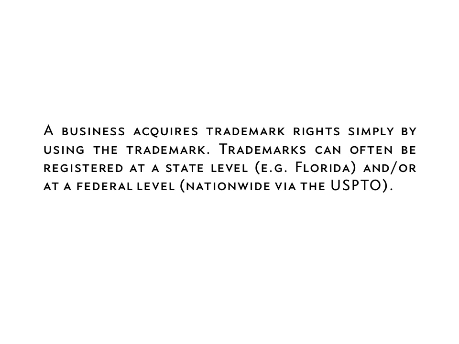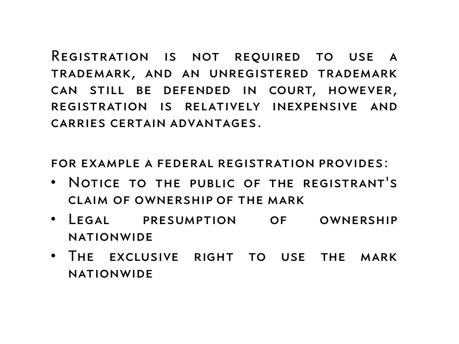A business acquires trademark rights simply by using the trademark. Trademarks can often be registered at a state level and/or at a federal level. Registration is not required to use a trademark, and an unregistered trademark can still be defended in court. However, registration is relatively inexpensive and carries certain advantages. For example, a federal registration provides notice to the public of the registrant's claim of ownership of the mark, legal presumption of ownership nationwide, and the legal right to use the mark nationwide.